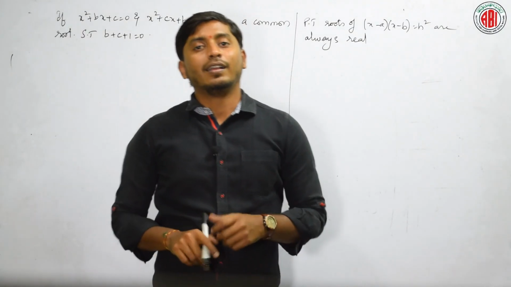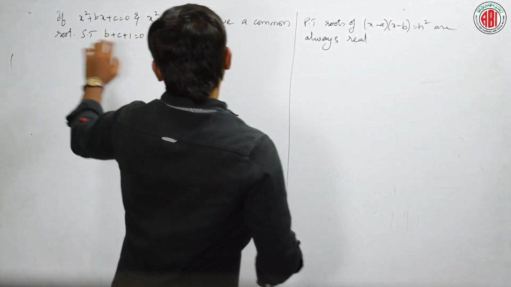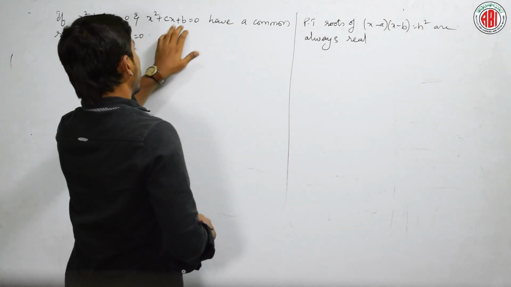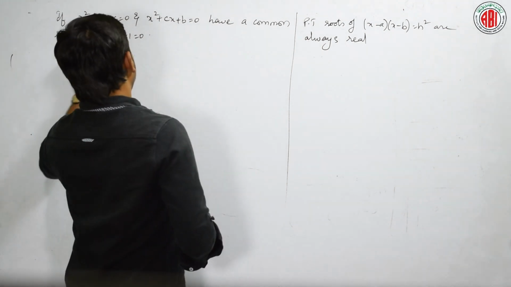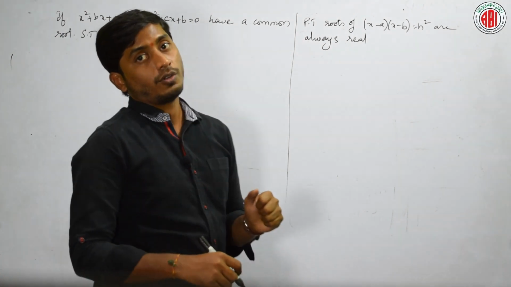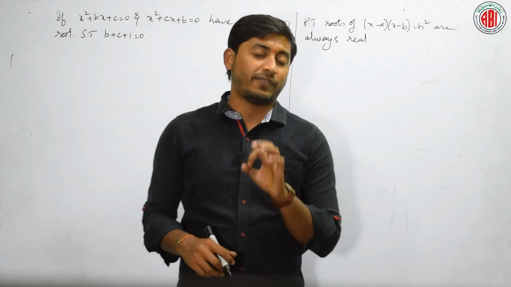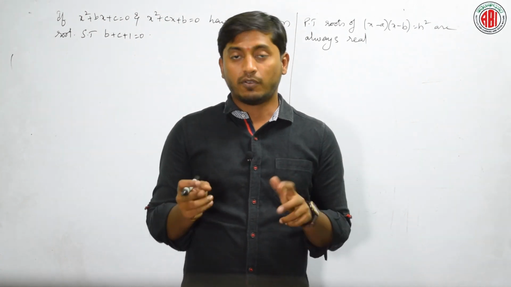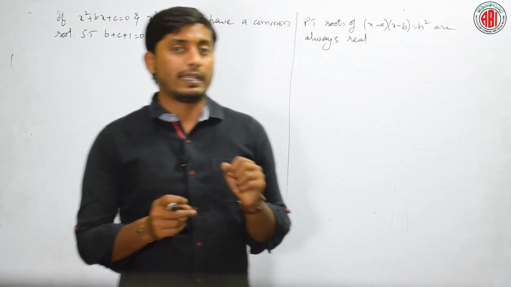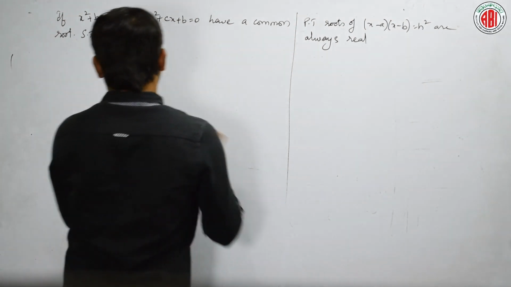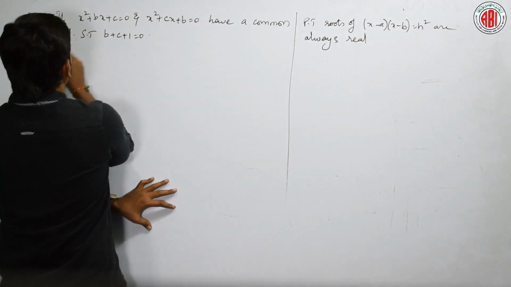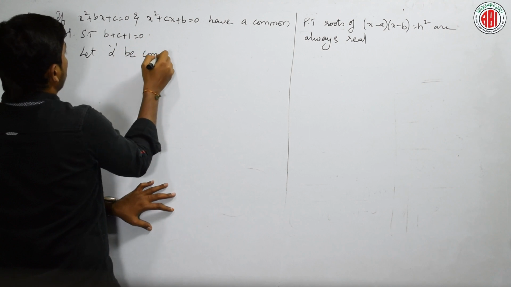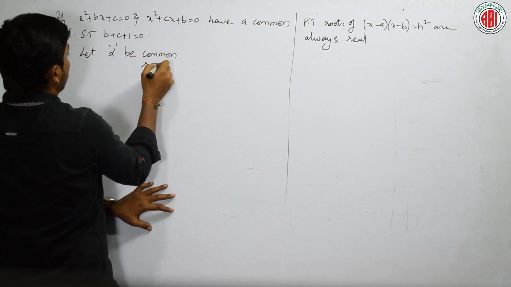Let's do. Look at the question here. He is telling that if x square plus bx plus c equal to 0 and x square plus cx plus b equal to 0 have a common root, then show that b plus c plus 1 equal to 0. Remember that he did not specify any common root, but he is telling that one of the roots is common for both the equations. So, let us assume that particular root. So, let alpha be common root.